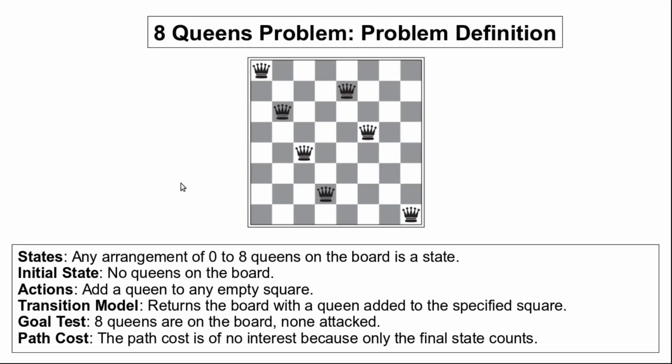Next is the 8 queens problem. The 8 queens problem is about placing 8 queens on the chessboard such that none of the queens attack each other. And you know that queens can attack diagonally, or vertically, or horizontally.